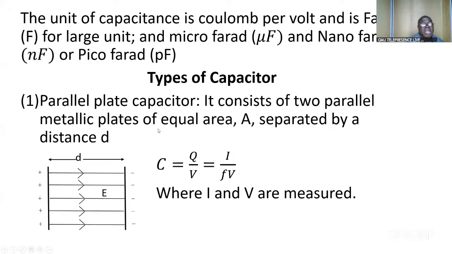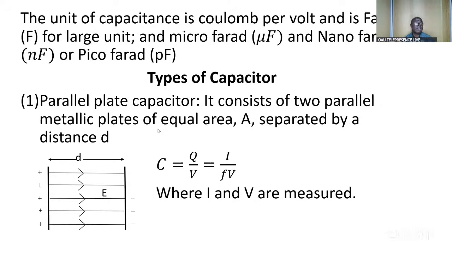The unit of capacitance is coulomb per volt, because you said Q all over V. As a result, you now have coulomb over volts. The unit of charge is coulomb, and the unit of potential difference is volts. So you can see from here, the unit of capacitance is usually the farad.